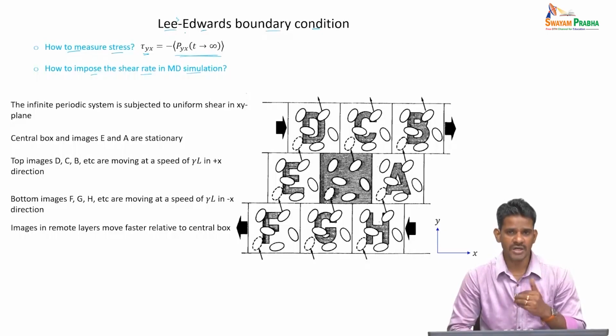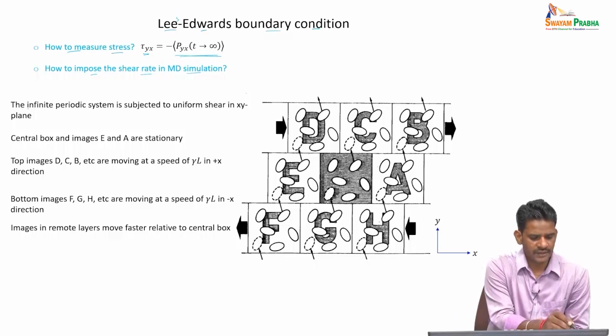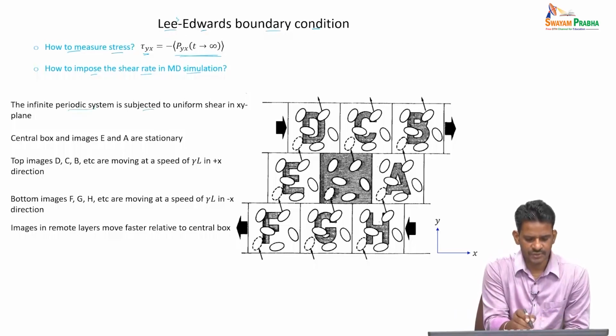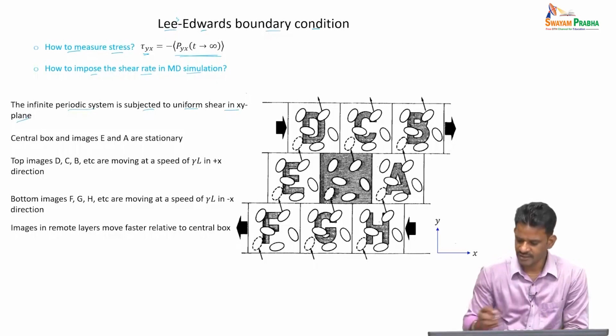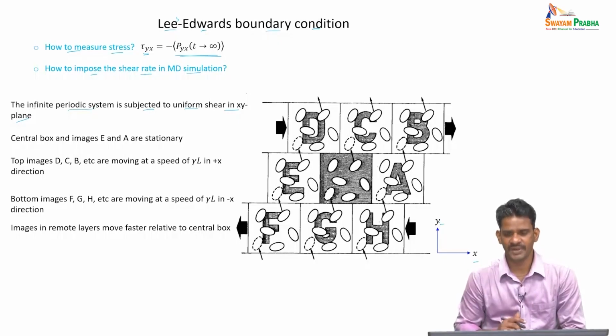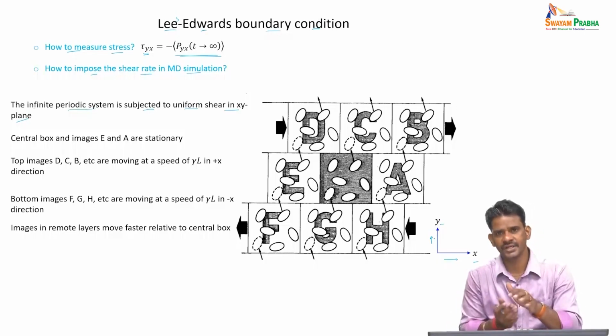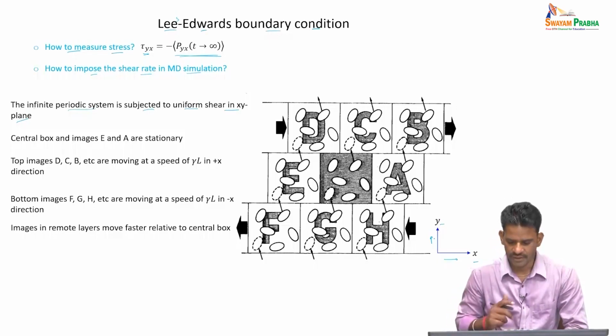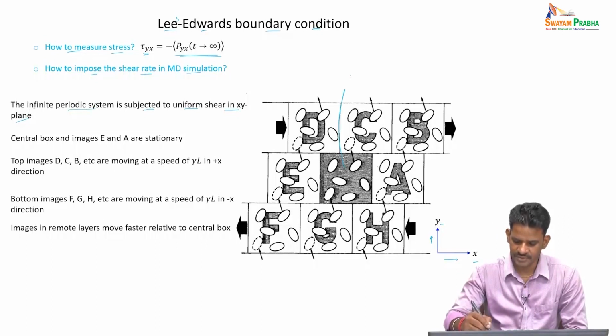So now for the non-equilibrium MD simulations, especially if you want to apply a shear, we are going to use the Lees-Edwards boundary condition, which is basically a slightly different way of doing the periodic boundary conditions. So first of all, the infinite periodic system is subjected to a uniform shear in the xy plane. The xy plane basically means the coordinate system is given here, so the horizontal axis is x, the vertical axis is y, and we want to apply a shear in this particular plane. Now the shaded area here is basically the central simulation box.